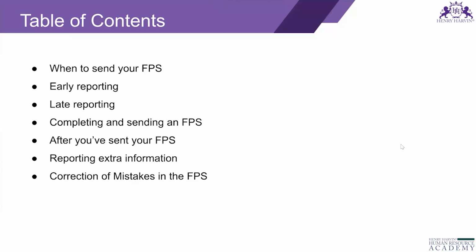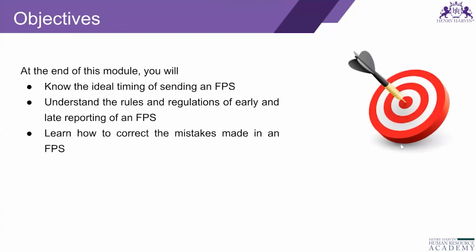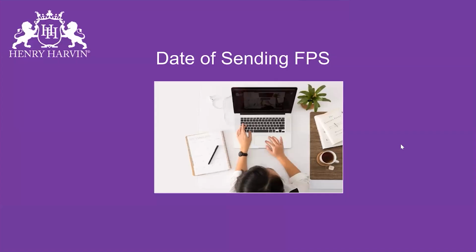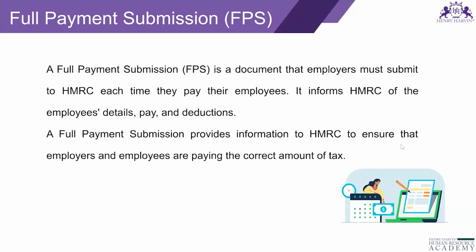Now you remember what is FPS, full payment submission, which is sent to HMRC whenever you pay employees. Okay. So if you're doing weekly payroll, you have to send every week. If you're doing monthly payroll, you have to send every month. So whenever you pay your employees, if you're doing any off cycles through an additional run, then you have to send an additional FPS. Okay.